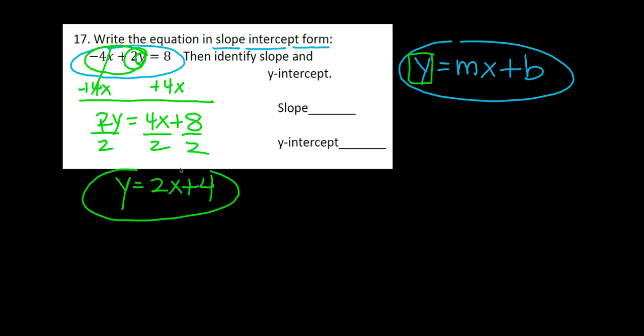Now this is written in that form, and I can pretty easily identify the slope and the y-intercept. The slope sits right next to the x, so the slope is 2. The y-intercept is by itself. It's my constant out there, and that answer will be 4. Let's go check out 18. 18 was a lot like 17.